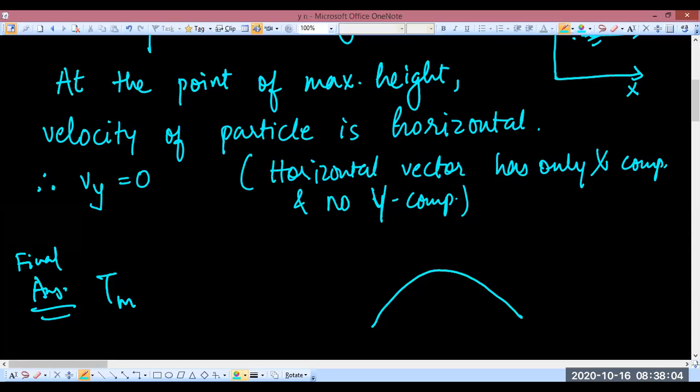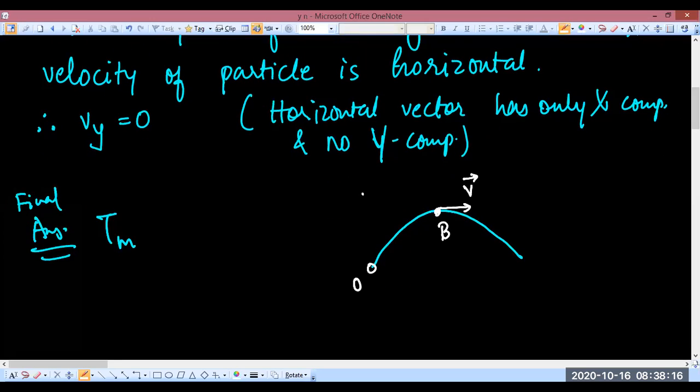Draw a diagram. I'll give you a hint. You have to do the calculation for O to this point, let's say B, till here. Right? You have to do calculations for O to B. Right?